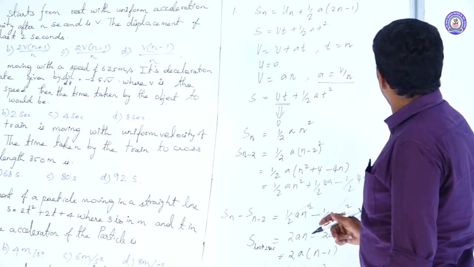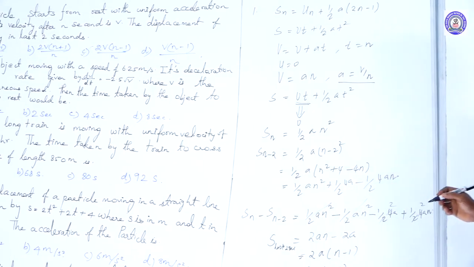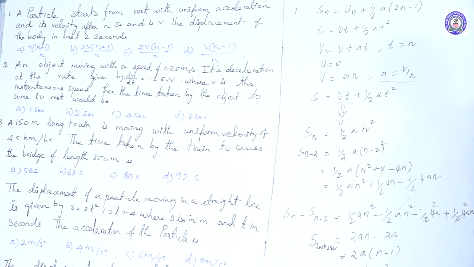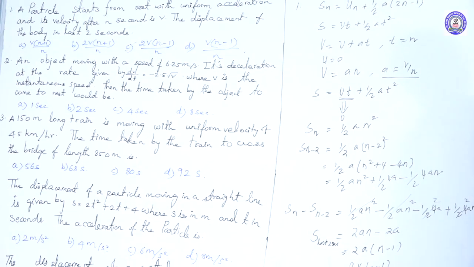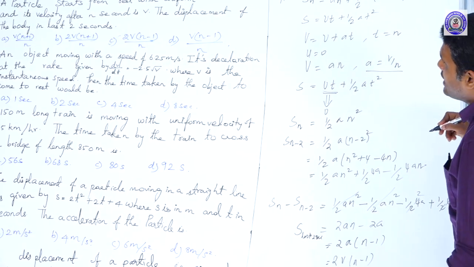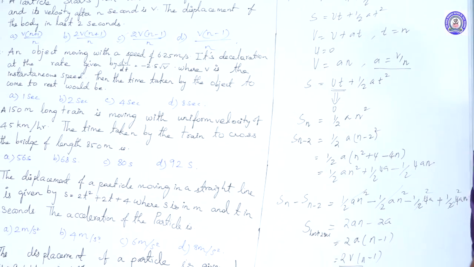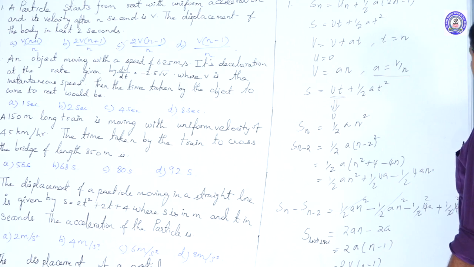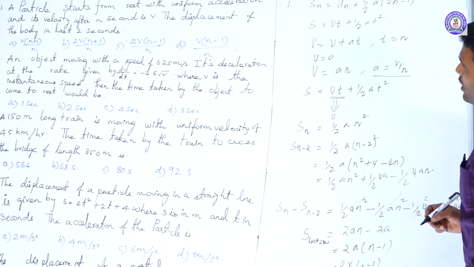Second one. An object moving with a speed of 6.25 meter per second. It is moving with some velocity v1, 6.25 meter per second. It decelerates at the rate given by dv by dt equals minus 2.5 root v. dv by dt is the deceleration. As there is deceleration, it is given on the negative side, minus 2.5 into root v, where v is the instantaneous speed.